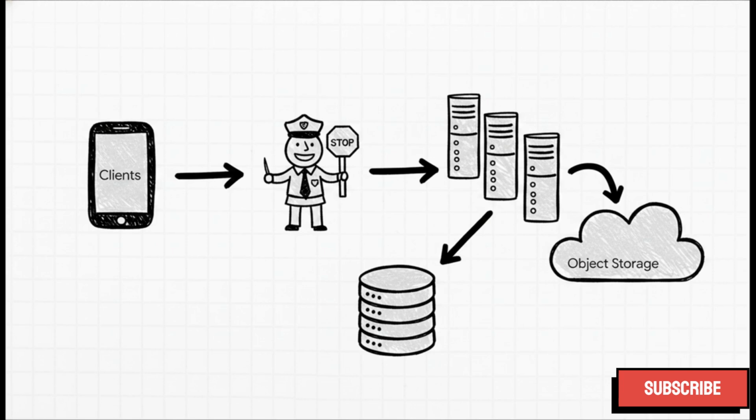Think of the load balancer as a really smart traffic cop, directing all the incoming cars to a whole fleet of web servers. These servers are the brains of the whole operation, and they talk to two different kinds of storage: a database for all the small stuff like usernames, captions, and comments, and then this giant warehouse called object storage for all the heavy files, the actual photos and videos themselves.